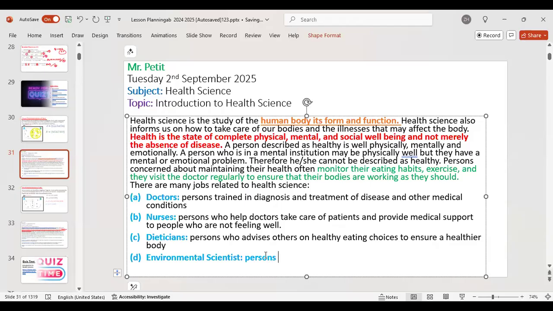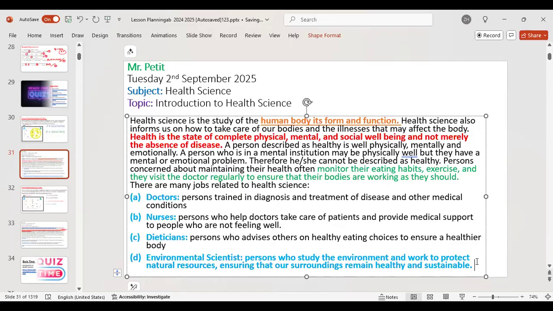Okay. So persons who study the environment and work to protect natural resources, ensuring that our surroundings remain healthy and sustainable. Okay, that's what we mean by the environmental scientists.